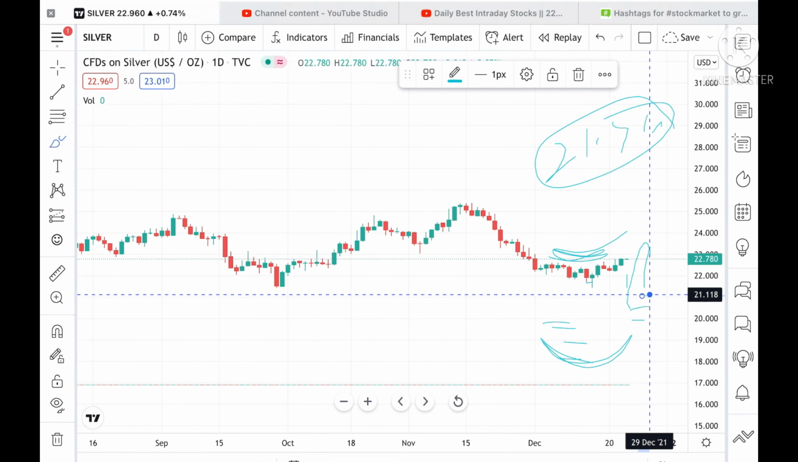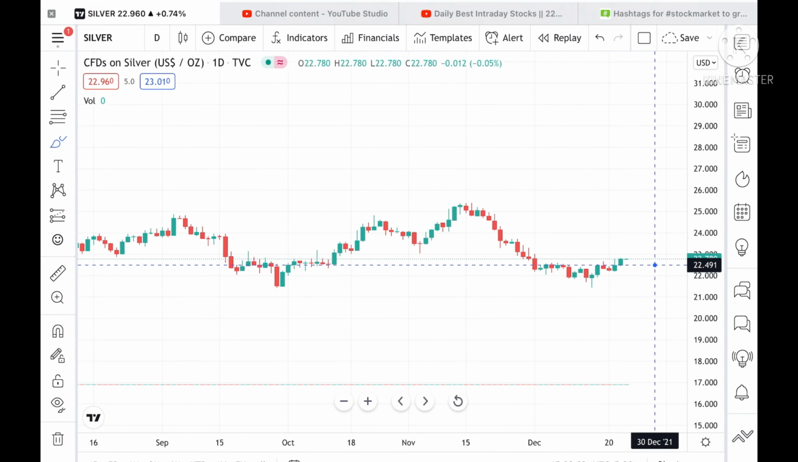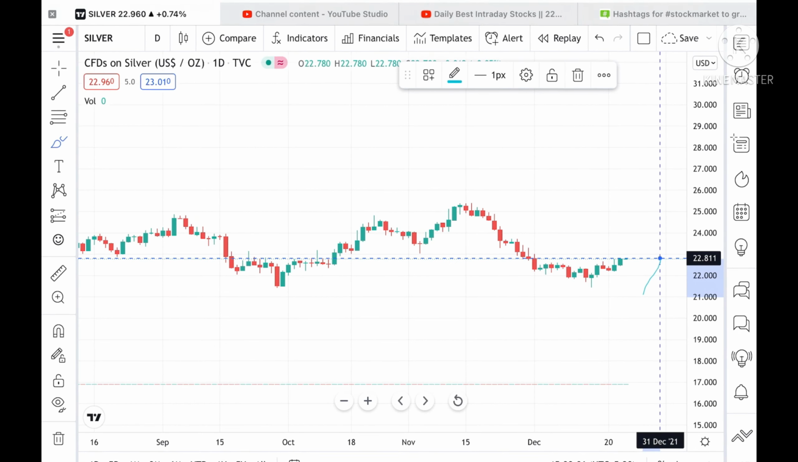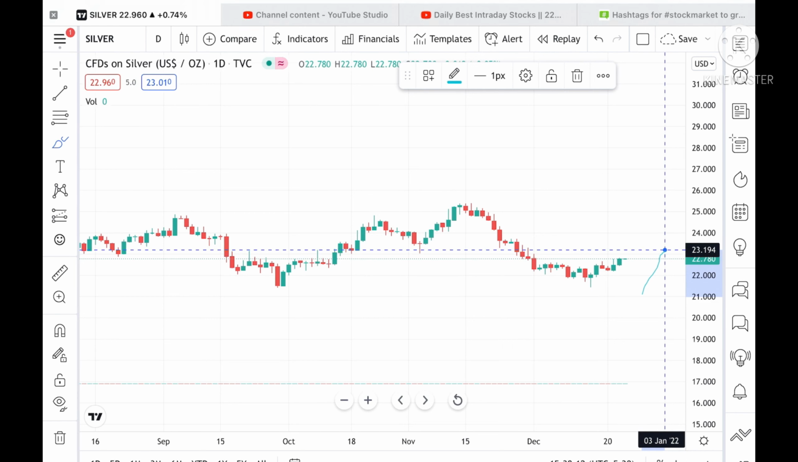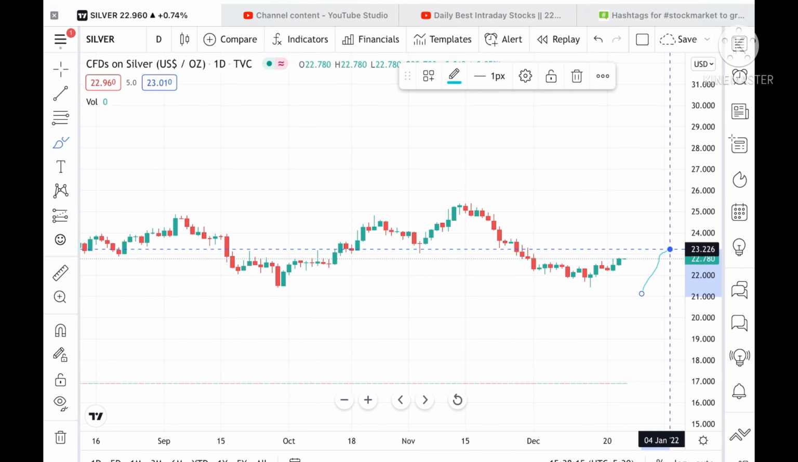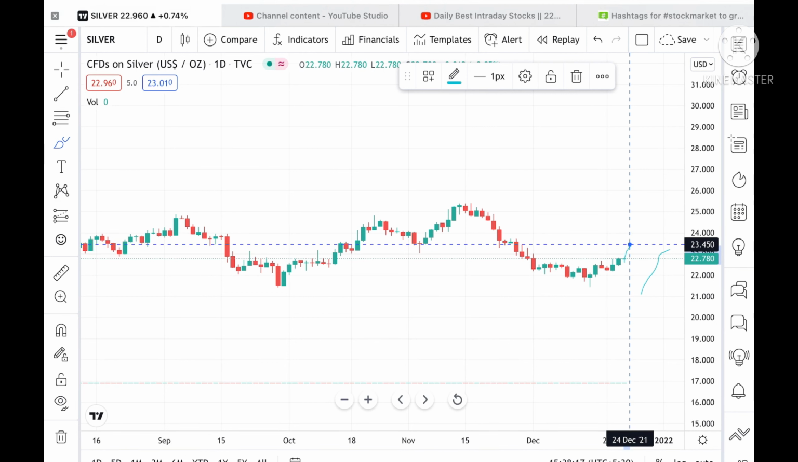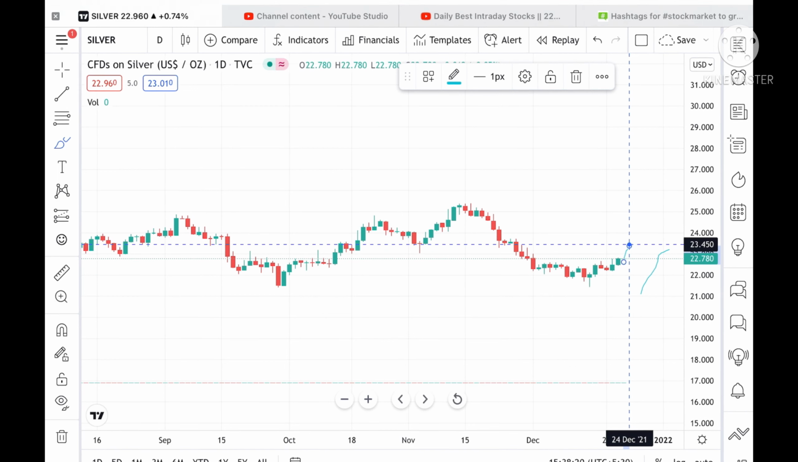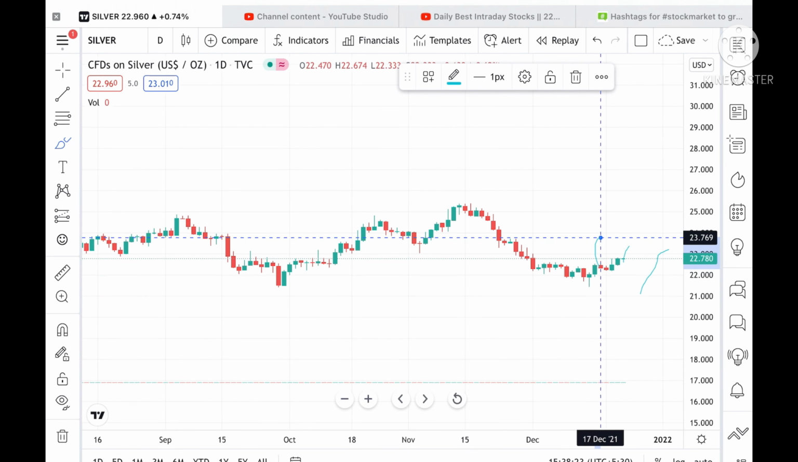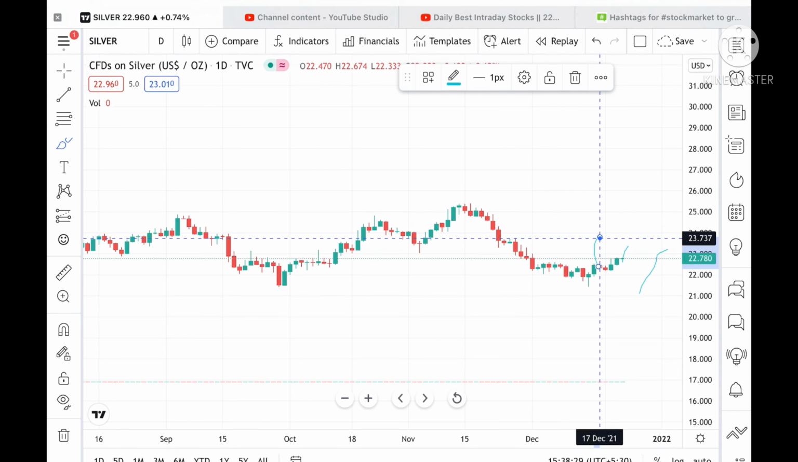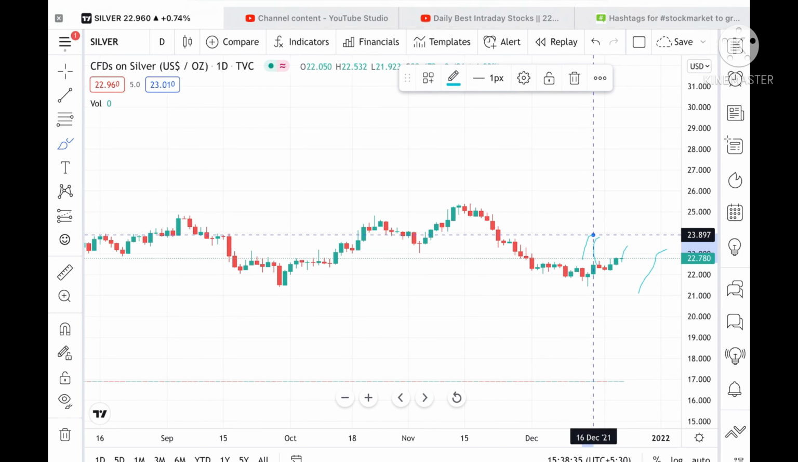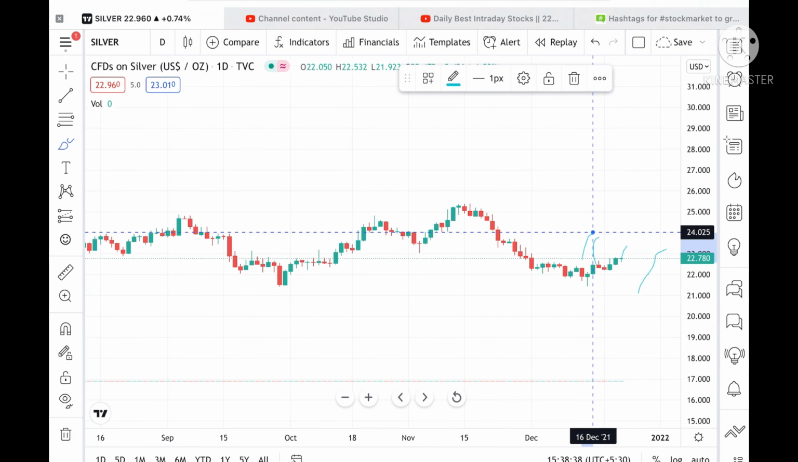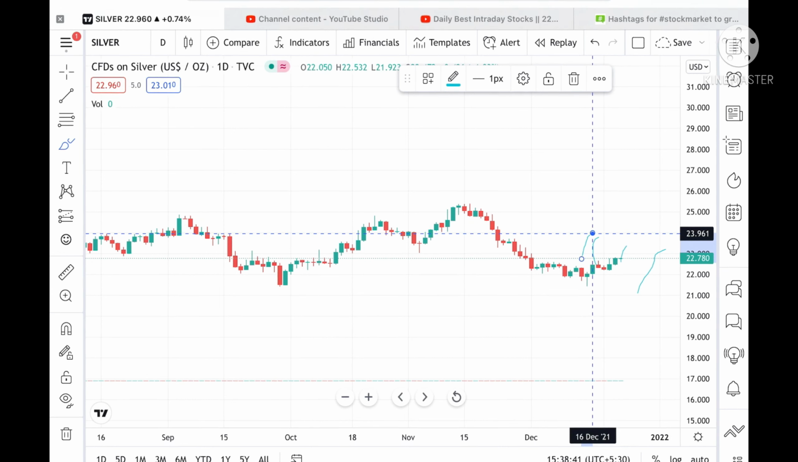Suppose the price sustains this level and goes above it, then we can see it can touch a level of 23.034, and if the price sustains above this level, it can touch 23.226. From there it can go further upside to 23.450, and if the price sustains above this level, it can go to 23.737. From there it can go further upside to 23.896. Once it sustains above this level, it can go further upside to 24.027. So keep this in mind.